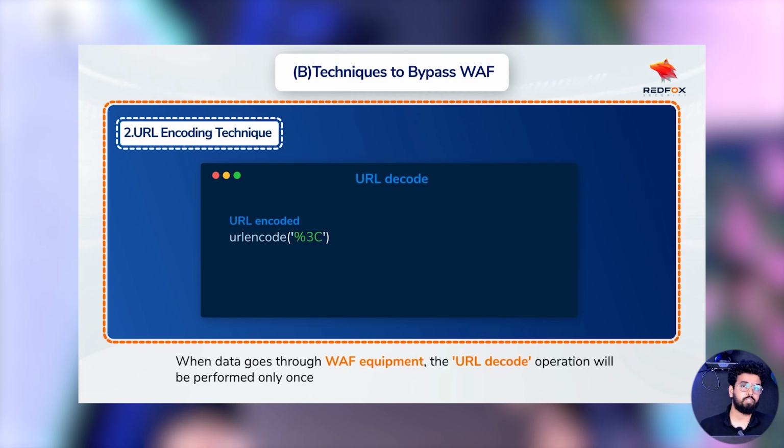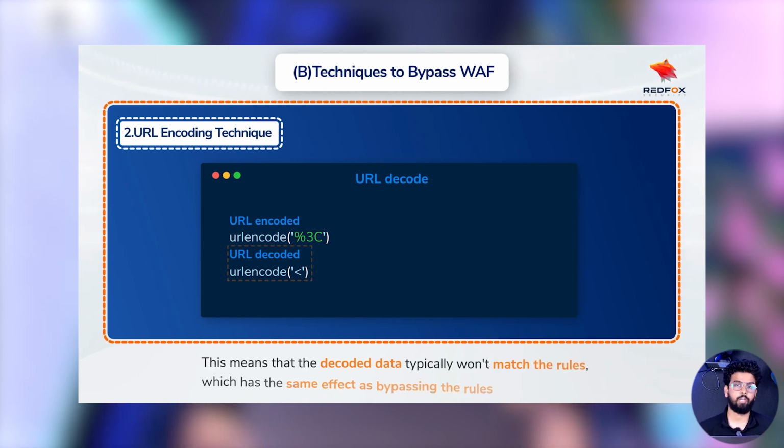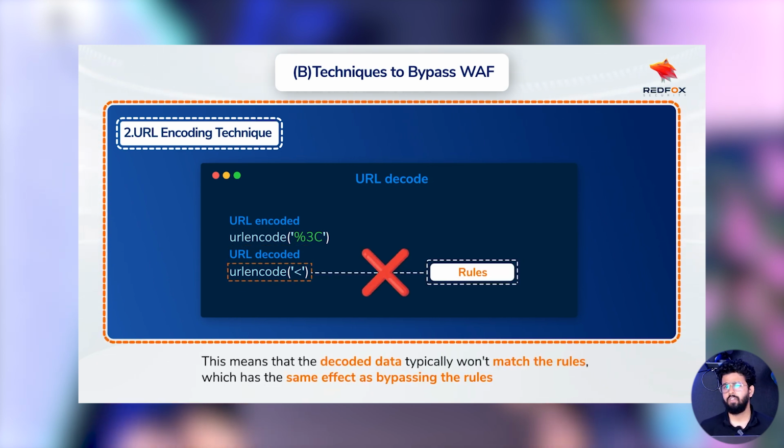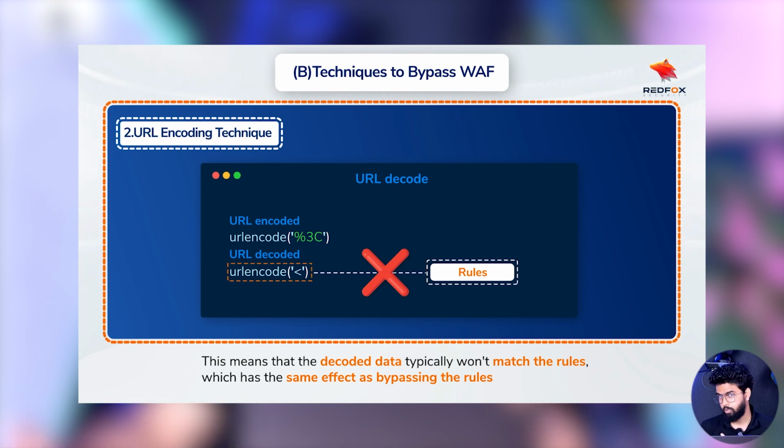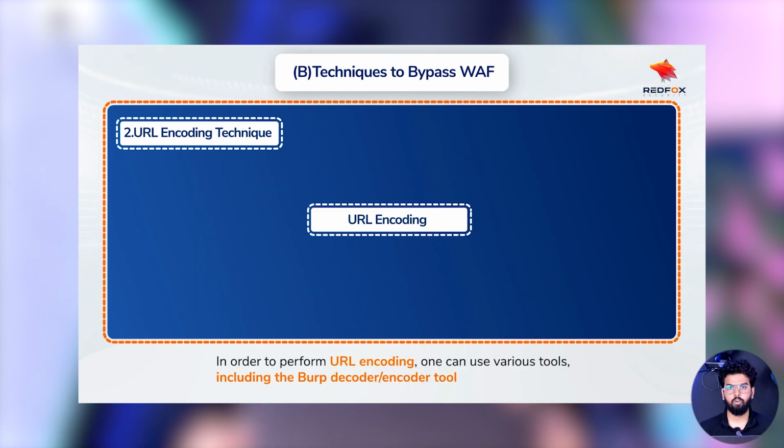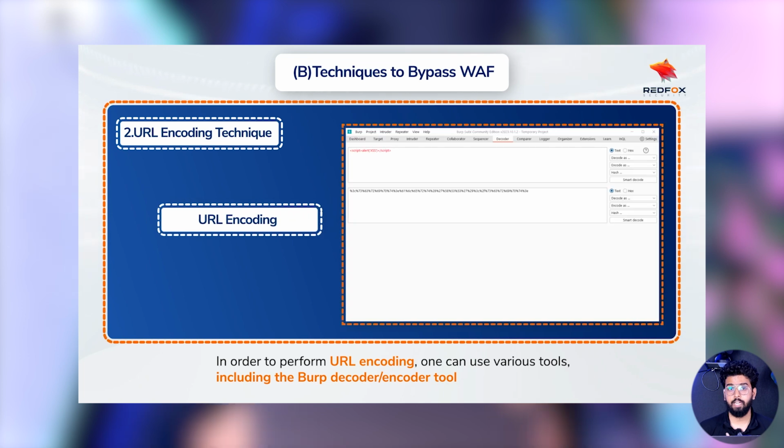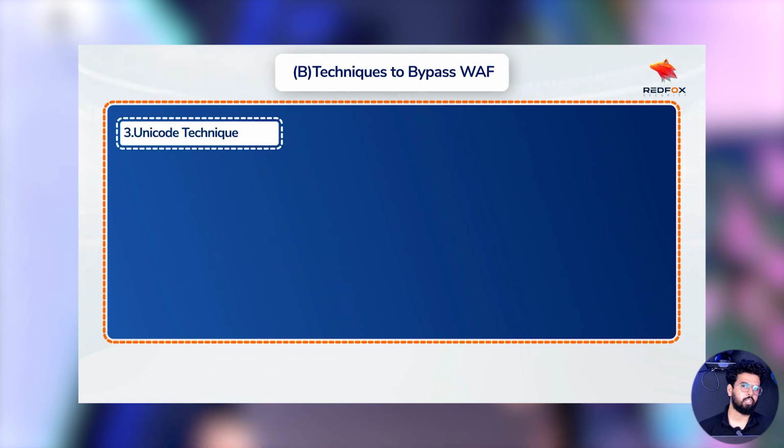When data goes through this WAF equipment, the URL decode operation will be performed only once. This means that the decoded data typically won't match the rules, which has the same effect as bypassing the rules. In order to perform URL encoding, one can use various tools, like I said, including the Burp decoder/encoder tool. Third one being the Unicode technique.